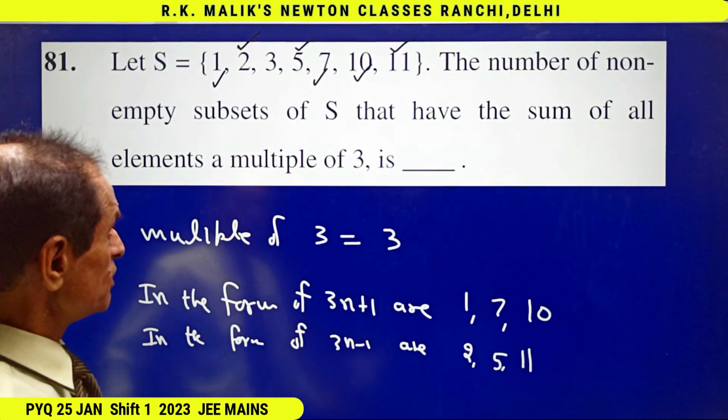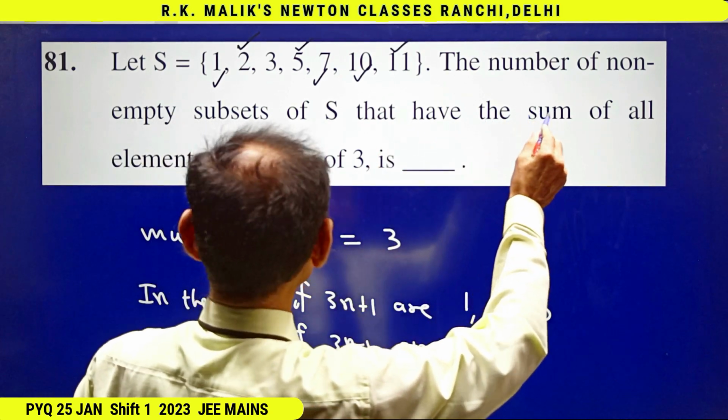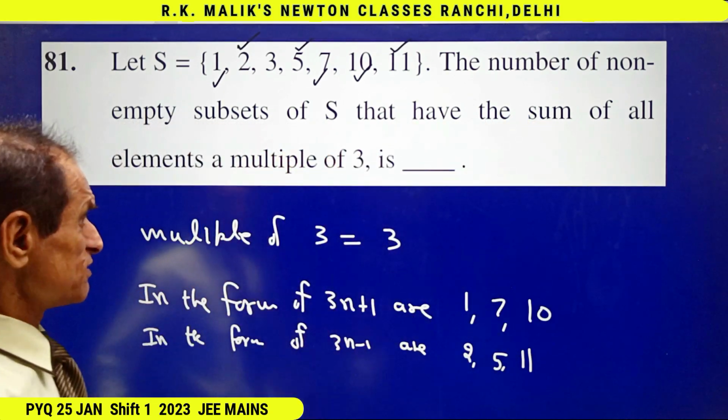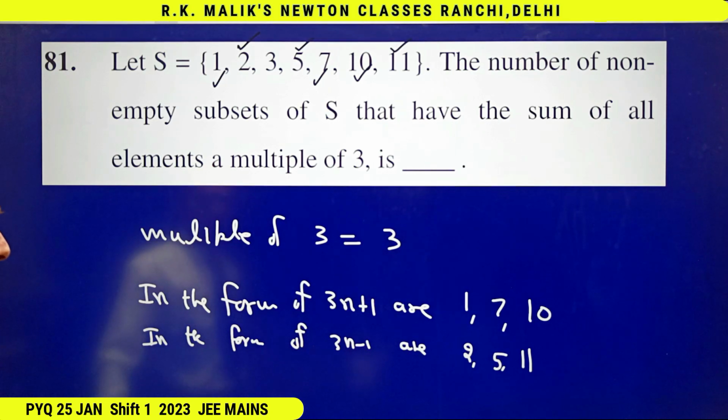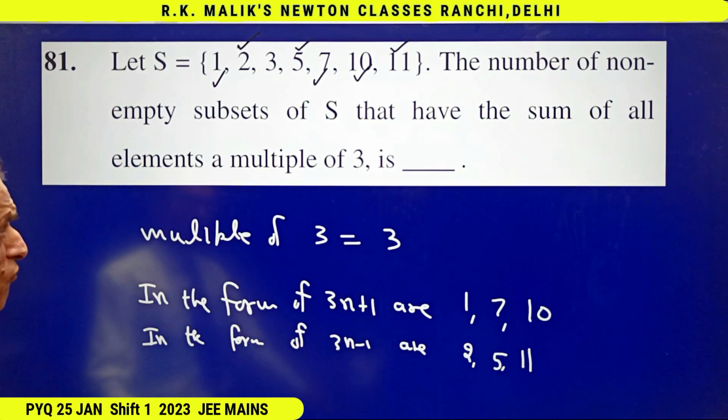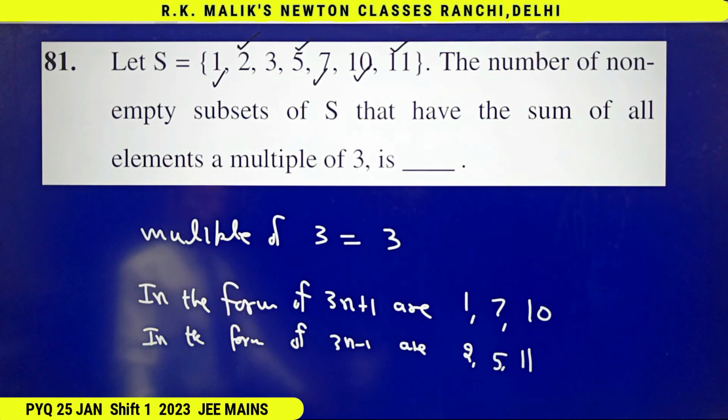The question given to us is the number of non-empty subsets of S that have the sum of all the elements a multiple of 3. Because he has not specified the number of elements in the subset, the only condition is that it should be non-empty. We'll have to take all possible subsets of S having one element, subsets having two elements, and so on up to subsets having all the 7 elements.